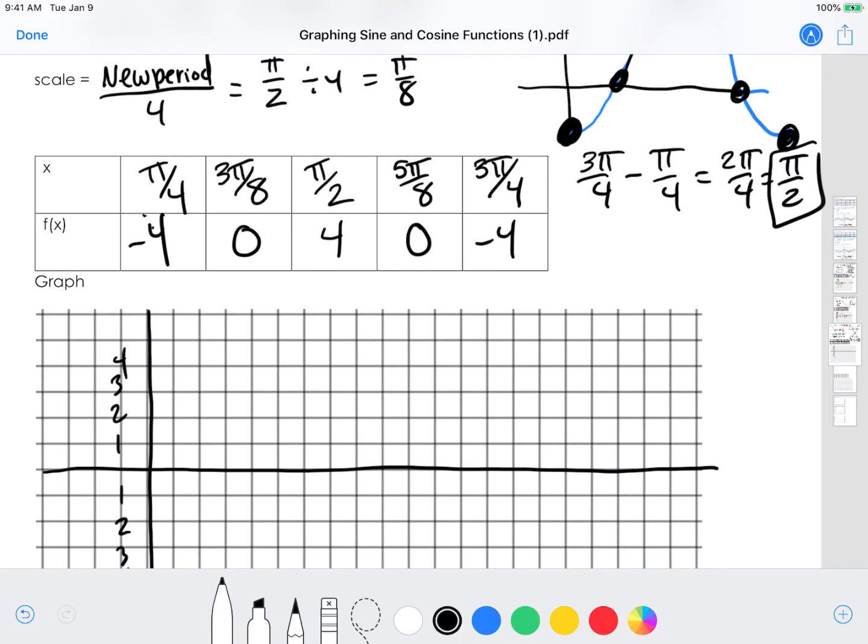Now on the x-axis, I'm going on a scale of pi over 8. So I'm going to start at pi over 8, and I just keep adding pi over 8. When I add pi over 8 and pi over 8, I get pi over 4. When I add pi over 8 again, I get 3 pi over 8. When I add pi over 8 again, I get pi over 2. When I add pi over 8 again, I get 5 pi over 8. And one last time when I add pi over 8 one more time, I get 3 pi over 4. And that's as far as we need to go.